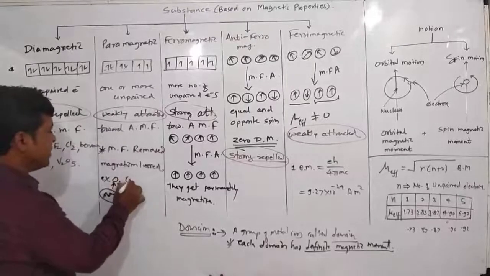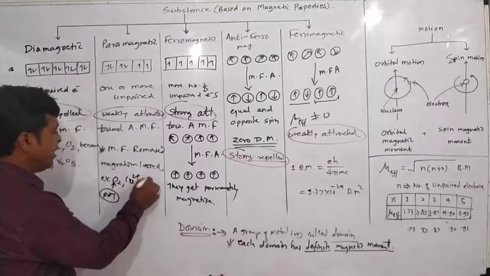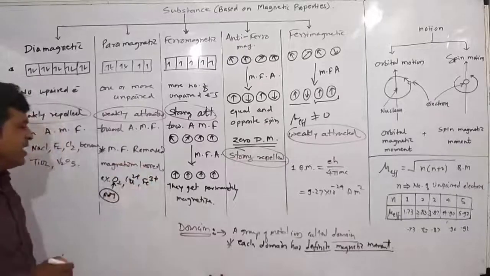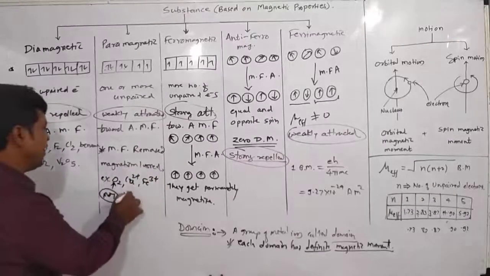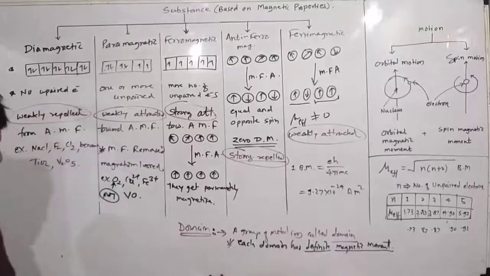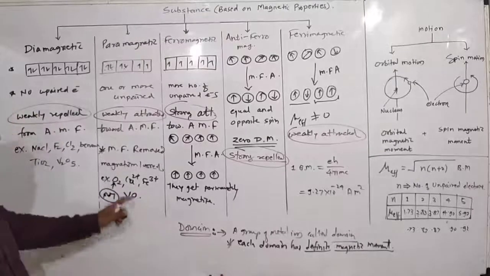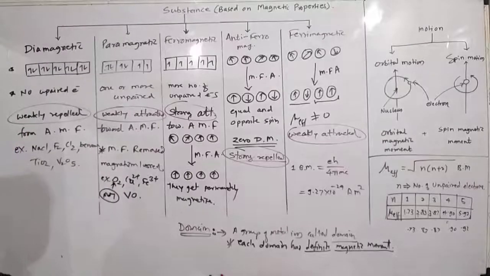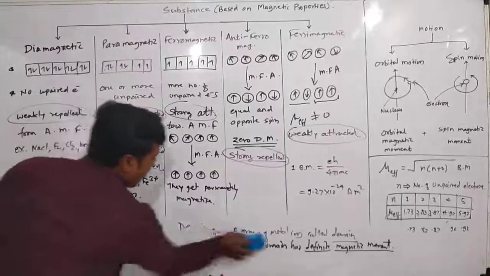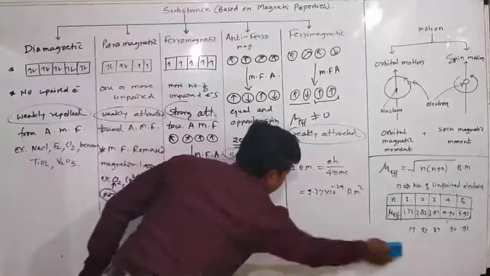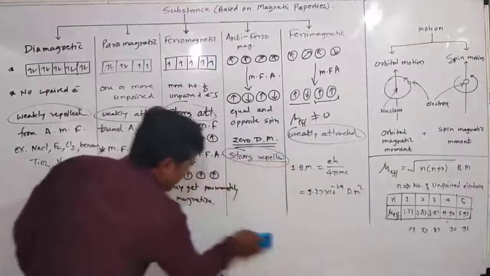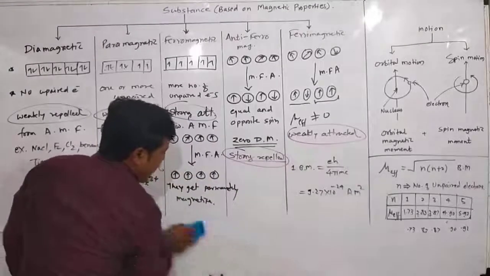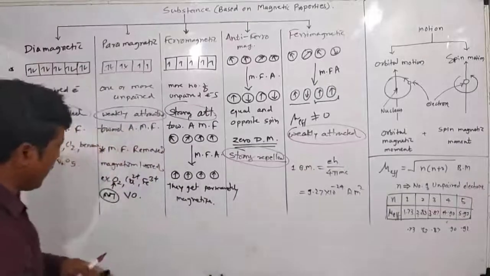Next examples: Cu2+, Fe3+, right? These are the examples. We can say VO is another example of a paramagnetic substance. Now, examples are more important. Just remember the examples of each kind, okay?